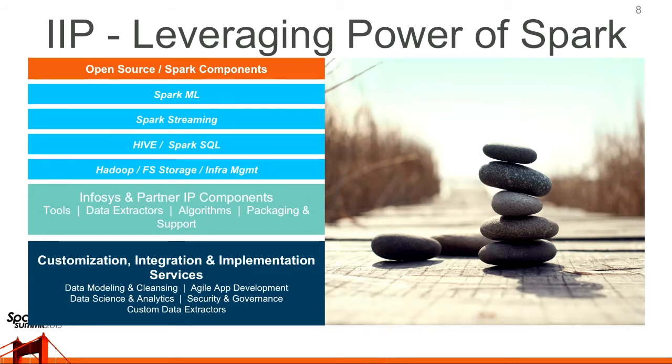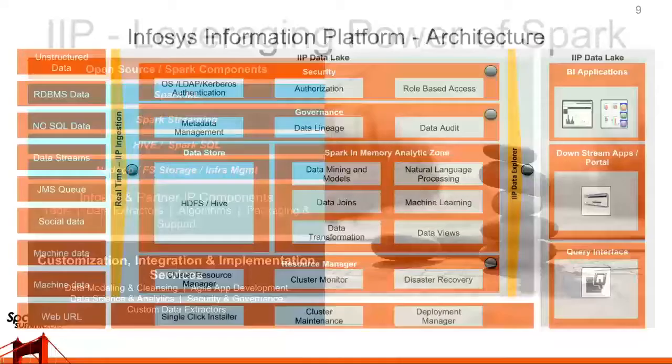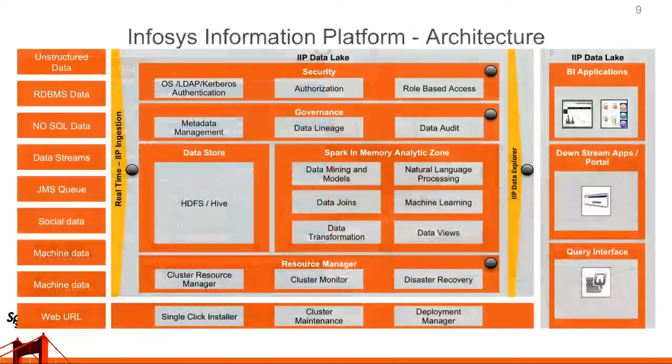So this is an open source stack. Additionally, we have our proprietary components on top of that. To give a little more detail about IIP, you can hook up to basically any kind of data source that you have. It could be RDBMS based or FTP or SFTP based. It could be a streaming source like Kafka or Flume. And then you bring your data into the data lake.